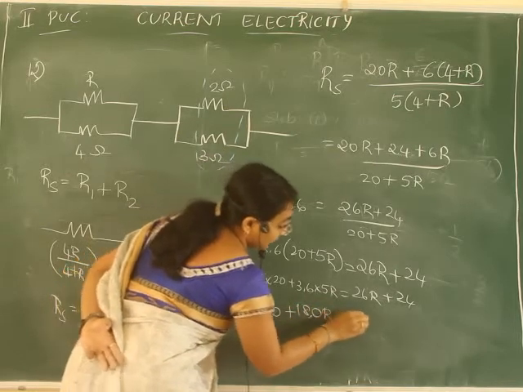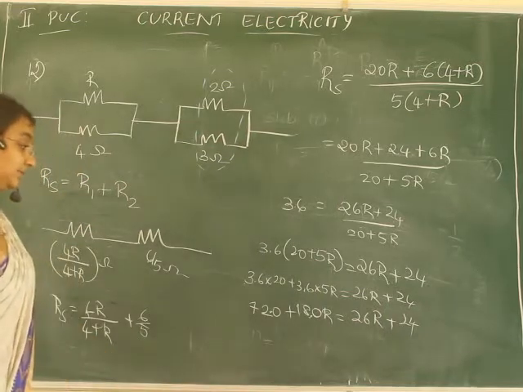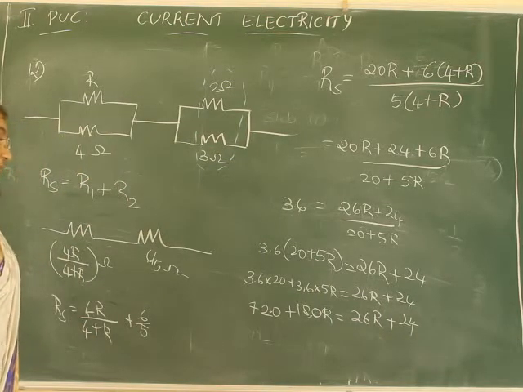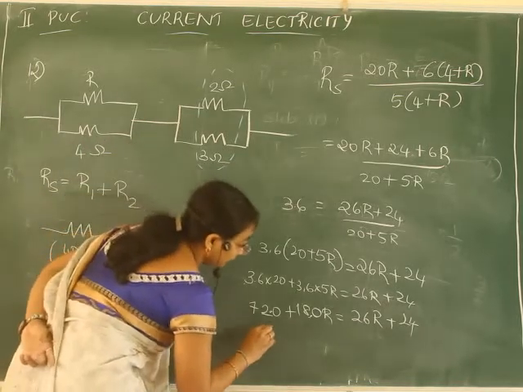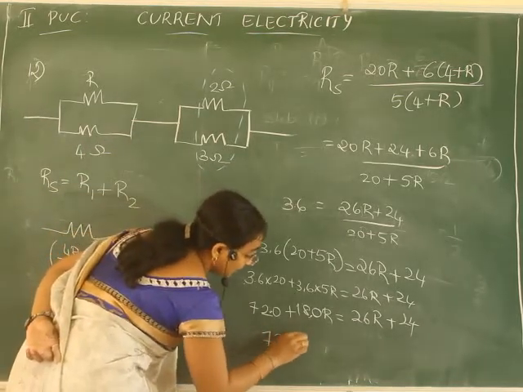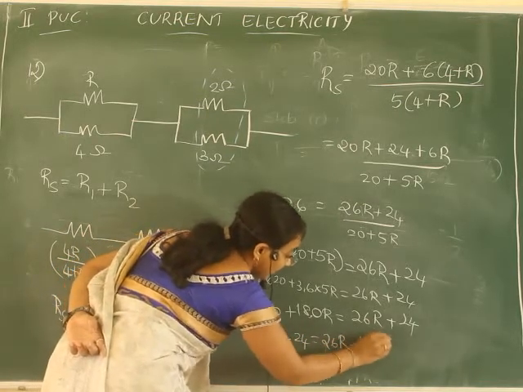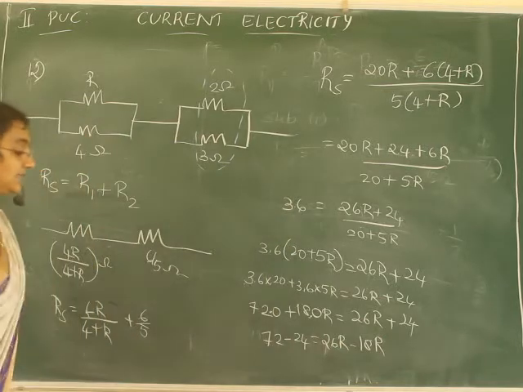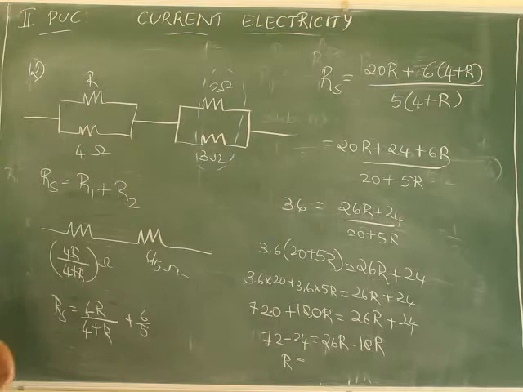18R is equal to 26R plus 24. Correct? Am I right? So if I rearrange it, I can write 72 minus 24 is equal to 26R minus 18R. What is the answer? R is equal to 72 minus 24, divided by 26 minus 18. What is the answer?